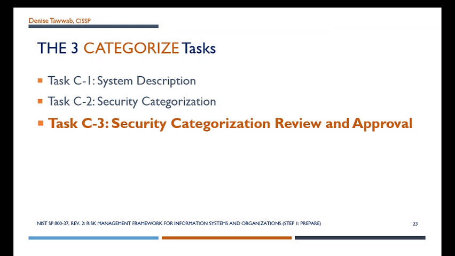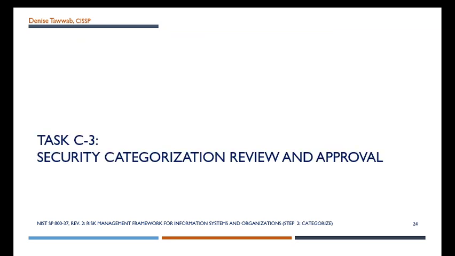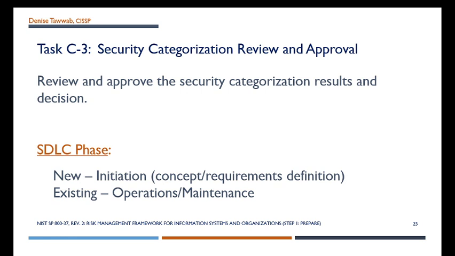So that's your second task in the categorize step. Task 1, of course, describe your system. Task 2, categorize your system. And task 3 is get that security categorization reviewed and approved by somebody other than the system owner and the information owner. And usually that's going to be your authorizing official. So let's go into task C3, security categorization, review, and approval.